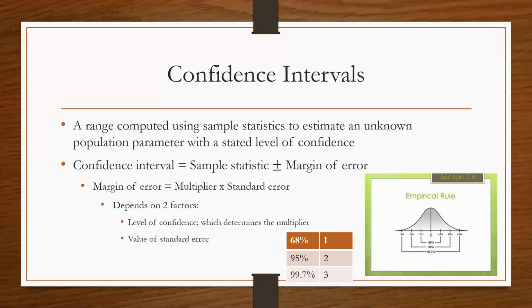And if it's ever something that's not one of those values, they will definitely give you the level of confidence and the multiplier to use. And then you also need the value of the standard error to compute it.